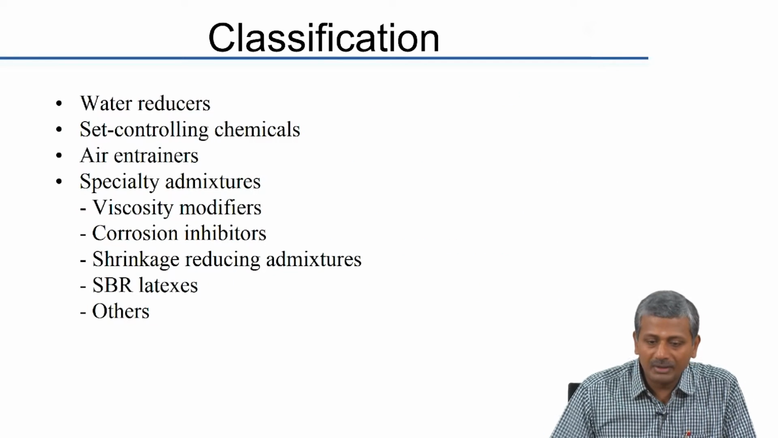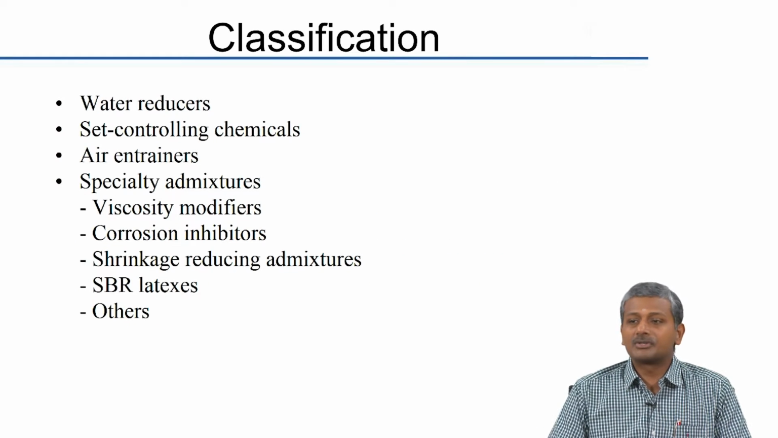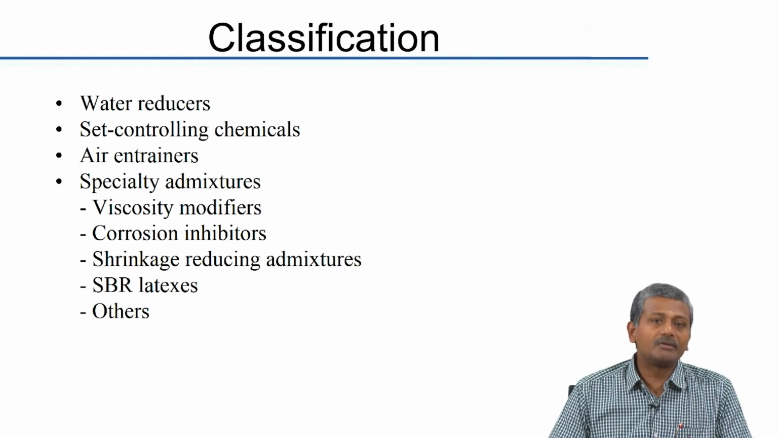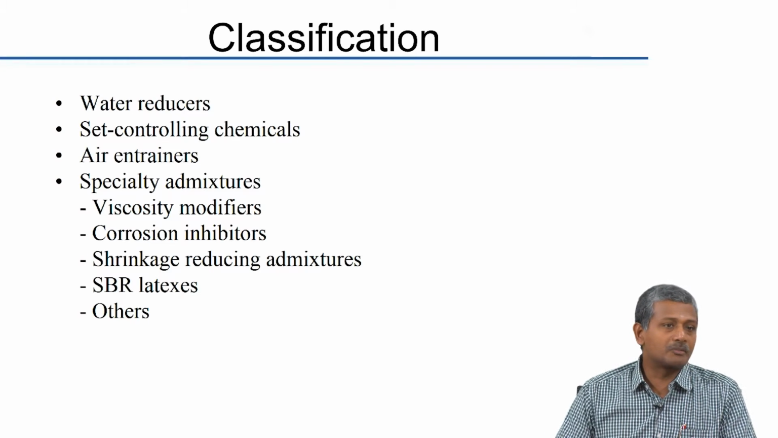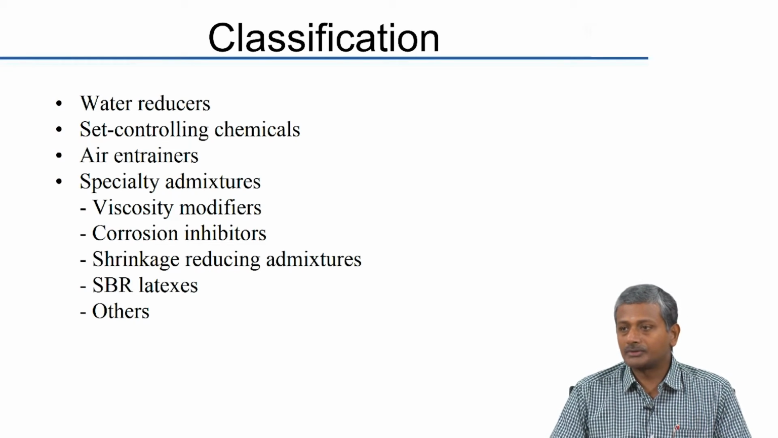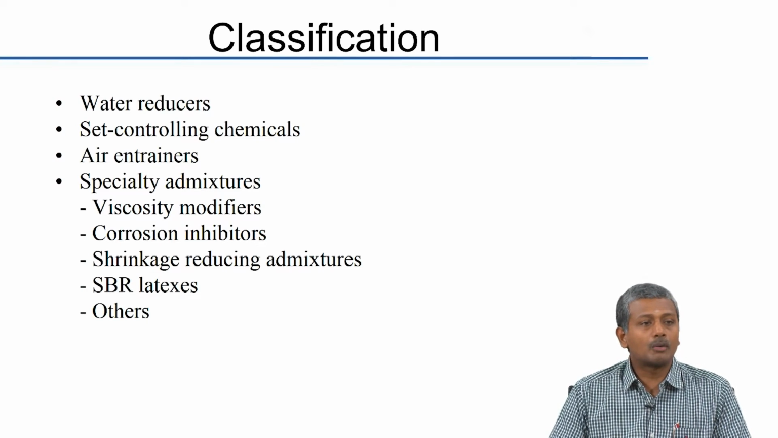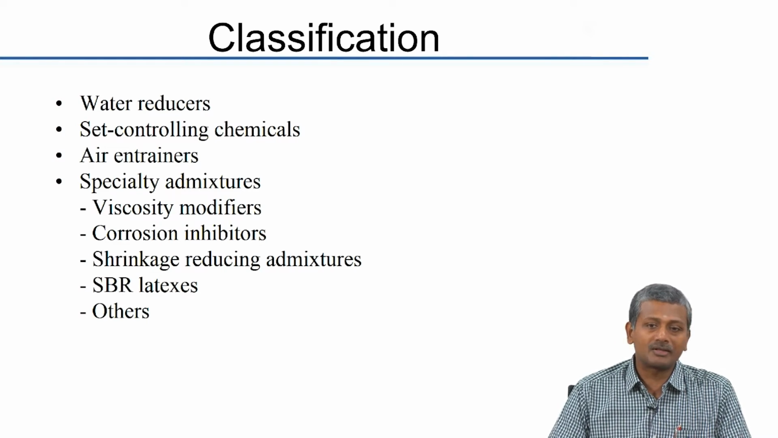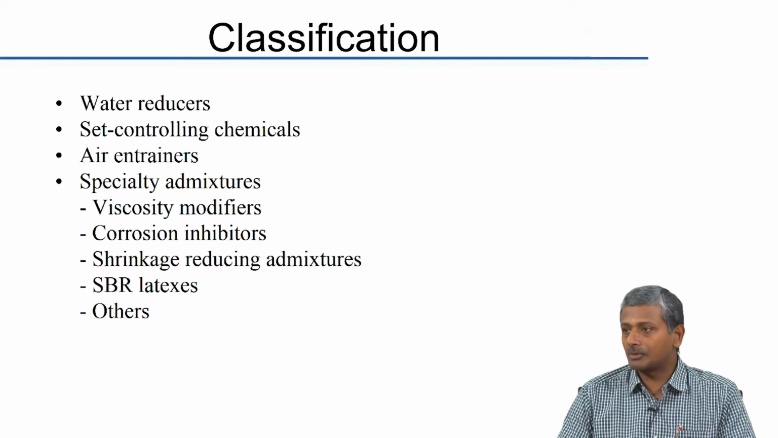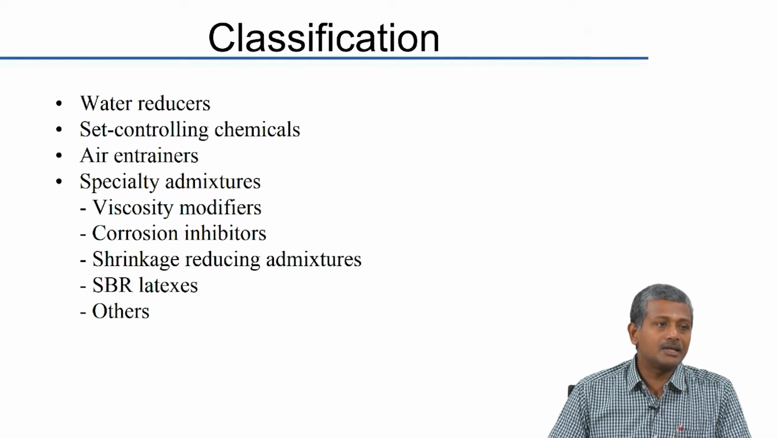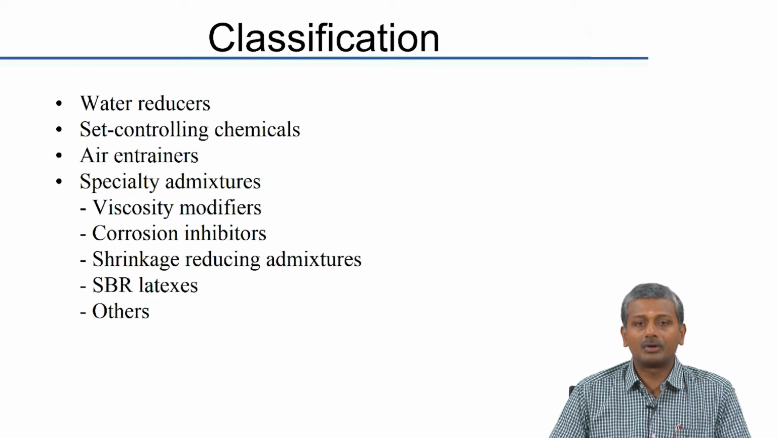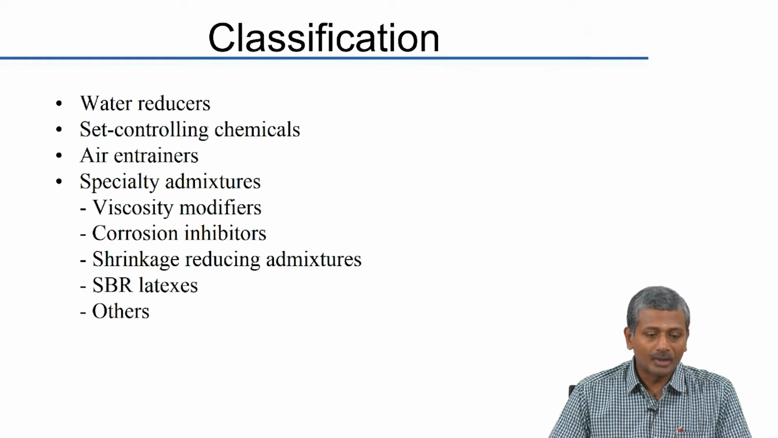So what are the different types of chemical admixtures that are popularly used? We all know very well that the most popular type of chemical admixtures include water reducers. We will discuss this in a fair bit of detail, and we will also talk about set controlling chemicals which can affect the initial or final setting time of the concrete. We will talk about air entraining agents which are used very specifically for resistance to freezing and thawing.